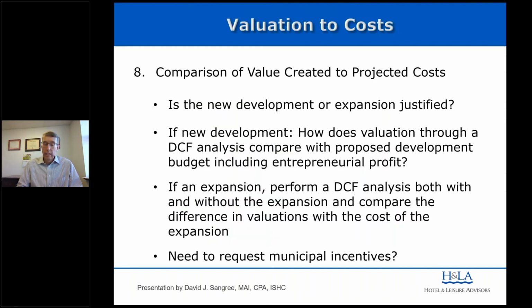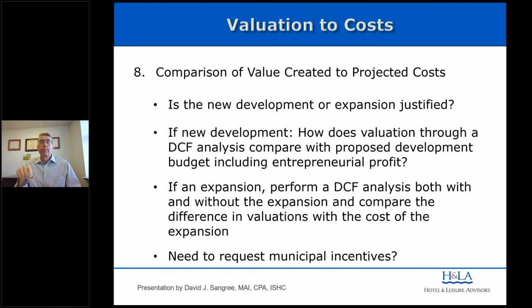Now, this is going to tell us if the new development or expansion is justified. So if a new development, how does the valuation through the discounted cash flow analysis compare with the proposed development budget that should really include an entrepreneurial profit? That's really the profit to the developer to justify doing the project.